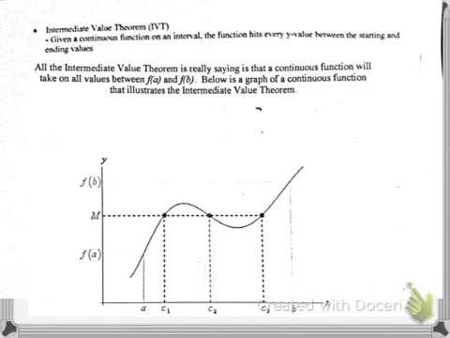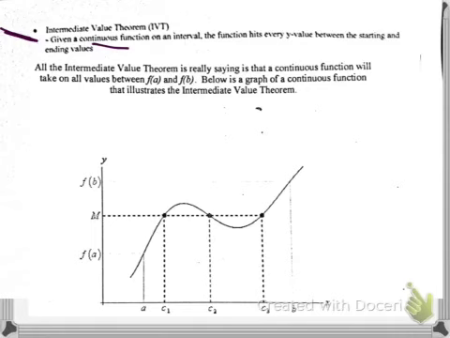Okay. Next is a theorem called the intermediate value theorem. It's a little blurry, sorry. So in your notes, this is what it's defined as. Given a continuous function, that's why it's thrown in here, on some interval, the function hits every y value between the starting and ending values.